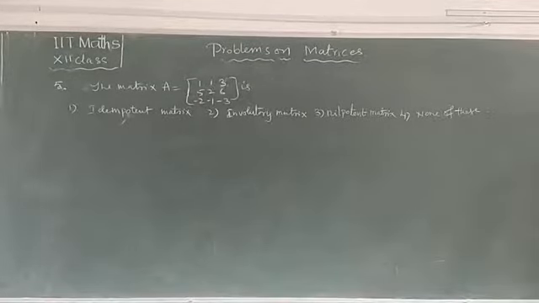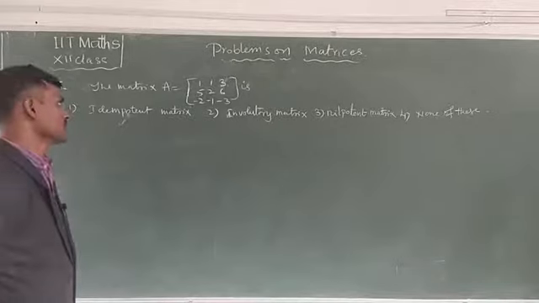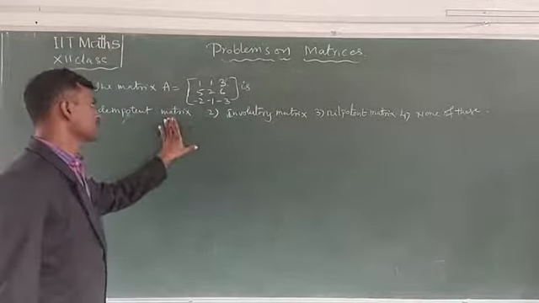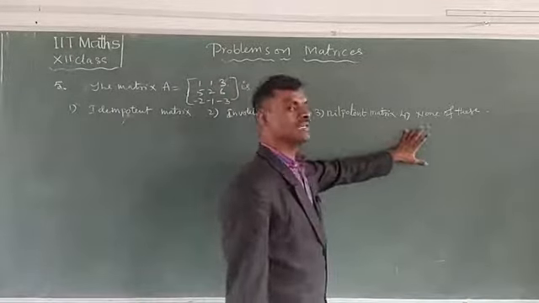Okay, the next question: the matrix A is equal to [1 1 3; 5 2 6; minus 2 minus 1 minus 3] is: idempotent matrix, or involutory matrix, or nilpotent matrix, or none of the above.